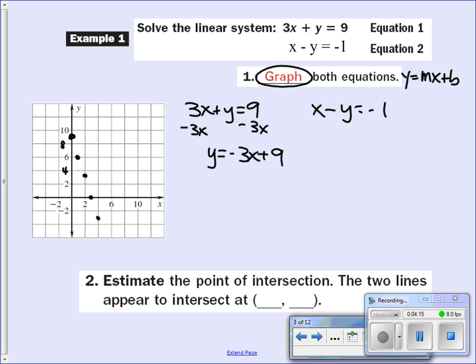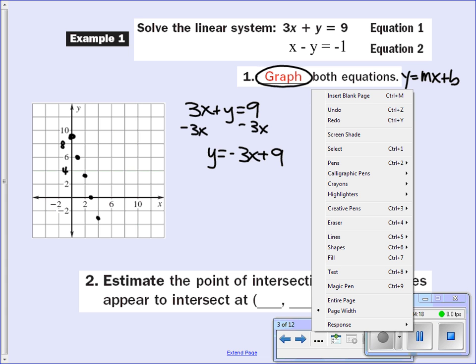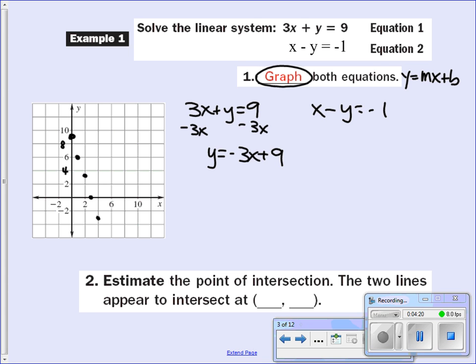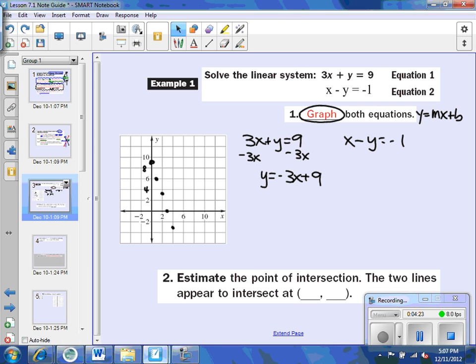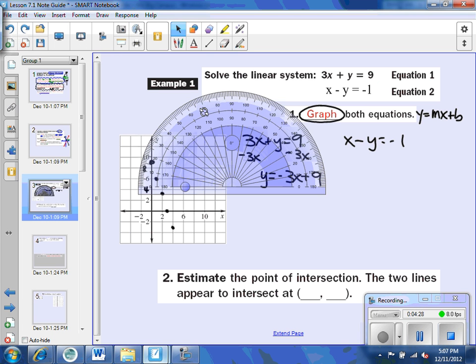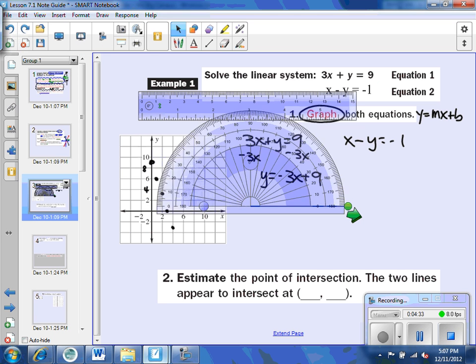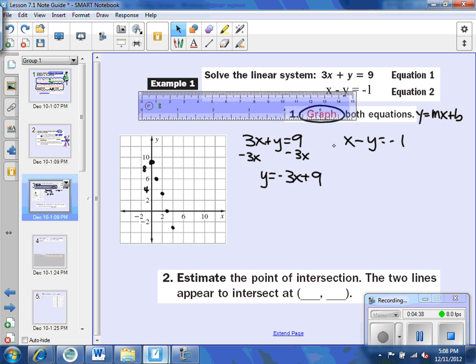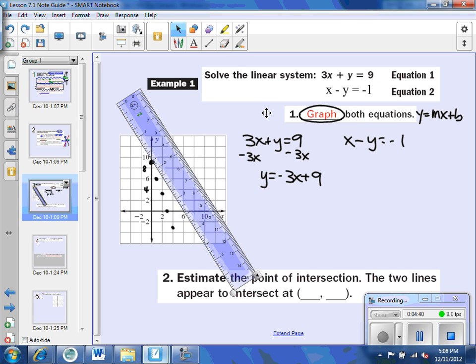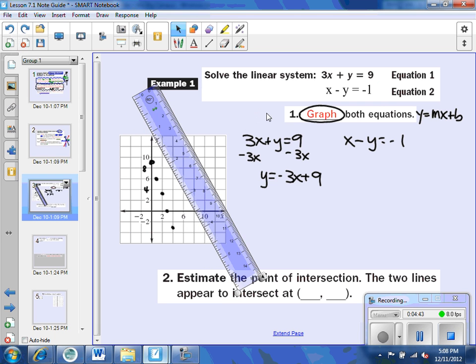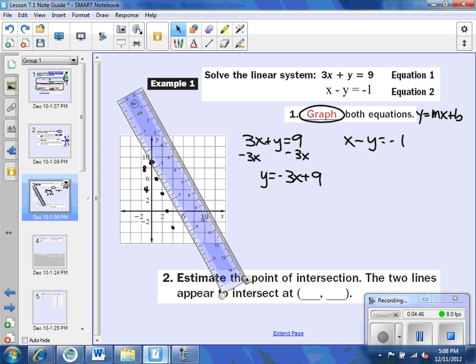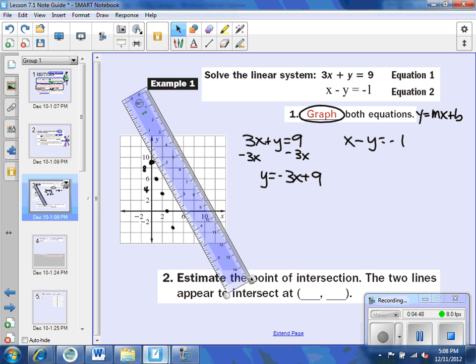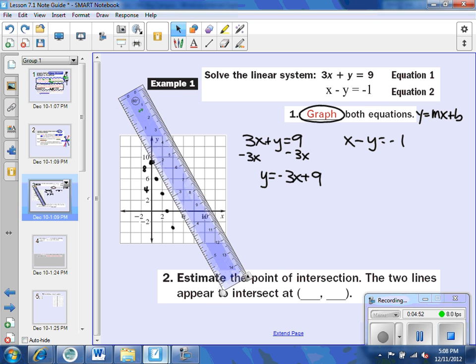Now I'm going to give a very, very strong recommendation. My very, very strong recommendation is be very, very good about your straight lines. You should be using a straight edge when you go to graph these lines. So I'm going to need to adjust this, which is not the easiest thing, actually.